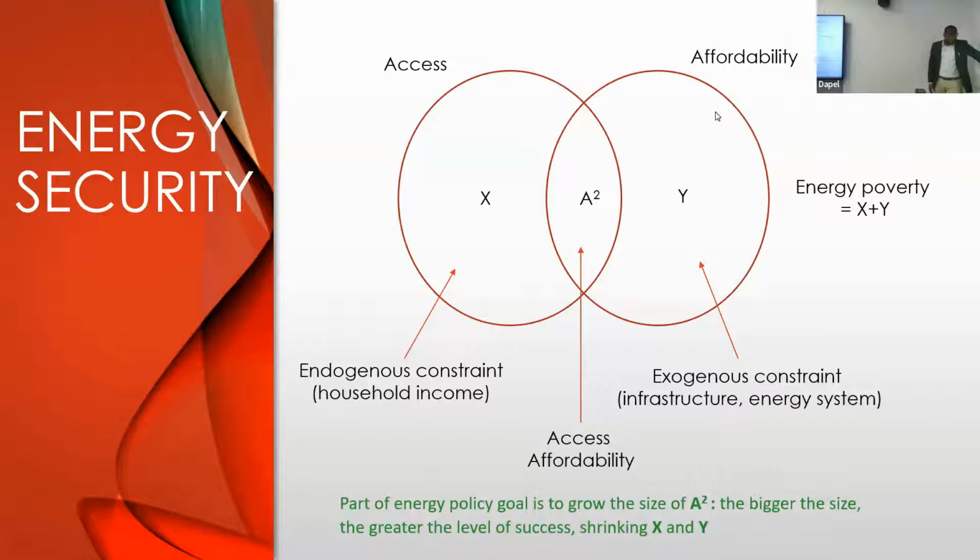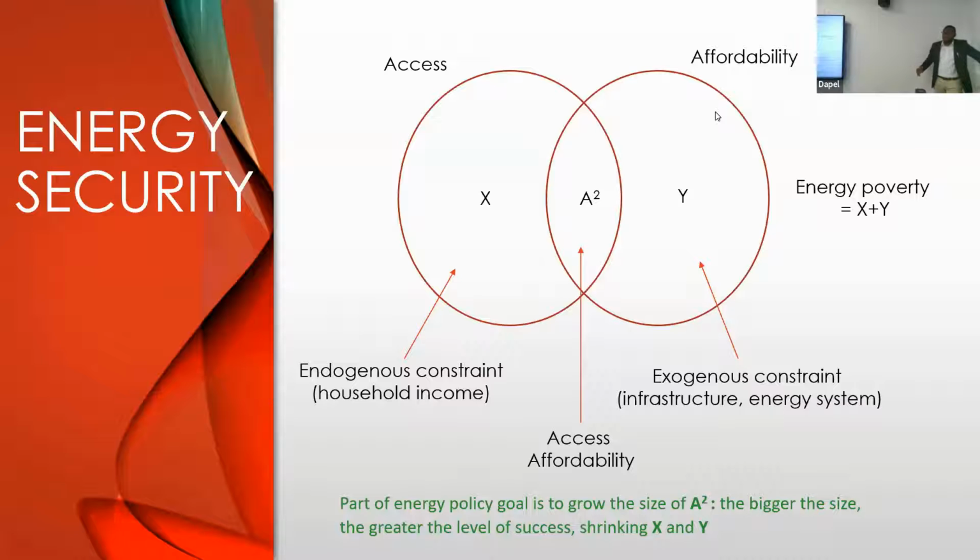that access. On the two extremes, X and Y, we can see those that are constrained by income, even though access is available, and those that have no income constraint, but are constrained by infrastructure. And as a result, if you sum the X and Y, it gives you energy poverty. So in my view, the biggest policy pursuit in terms of energy security is about expanding the size of A square.